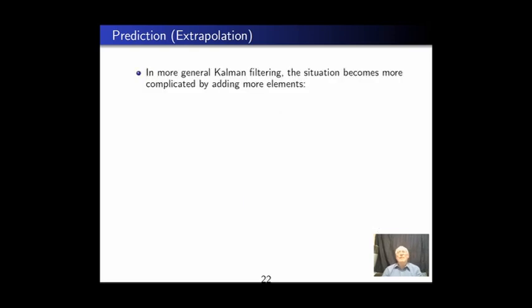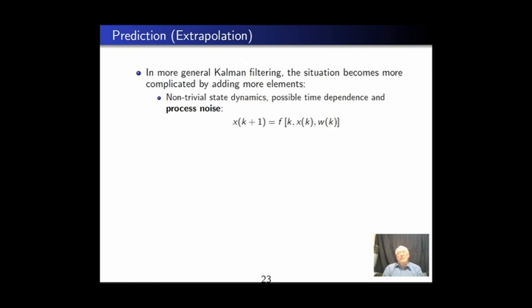So in more general Kalman filtering, in order to do this extrapolation, we have to take into account a few more elements. As I mentioned, we have to take into account the non-trivial state dynamics themselves, and that will be represented by a mathematical model relating the various state vector variable elements together. But there might also be time dependence, so it could be a function of the time explicitly. And moreover, there could be a forcing function like process noise. And that's what we're going to be talking about today, those key elements.